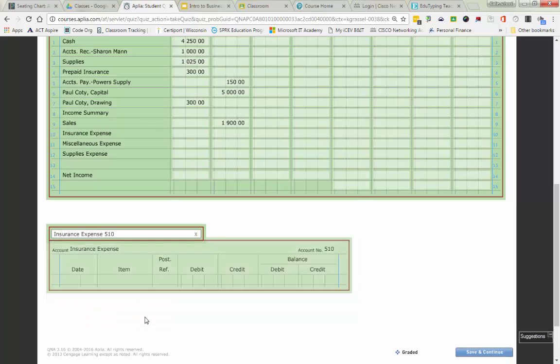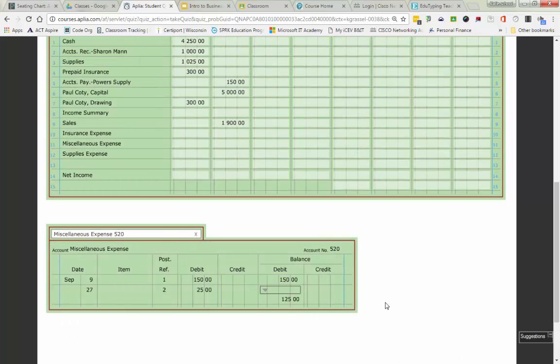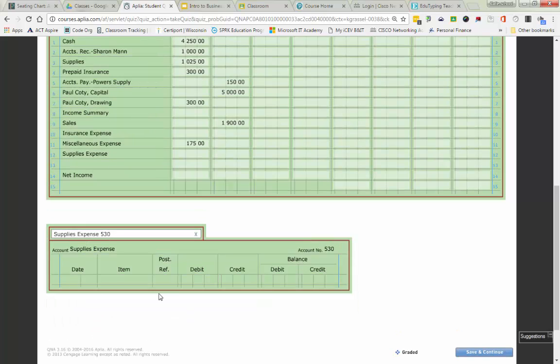Insurance expense should have a zero balance because the only time I'm using insurance expense is when I do an adjustment. Take a look at miscellaneous expense. We have 150 debit balance plus 25 should give me 175 balance for debit. And then checking supplies expense. Supplies expense has a zero balance.